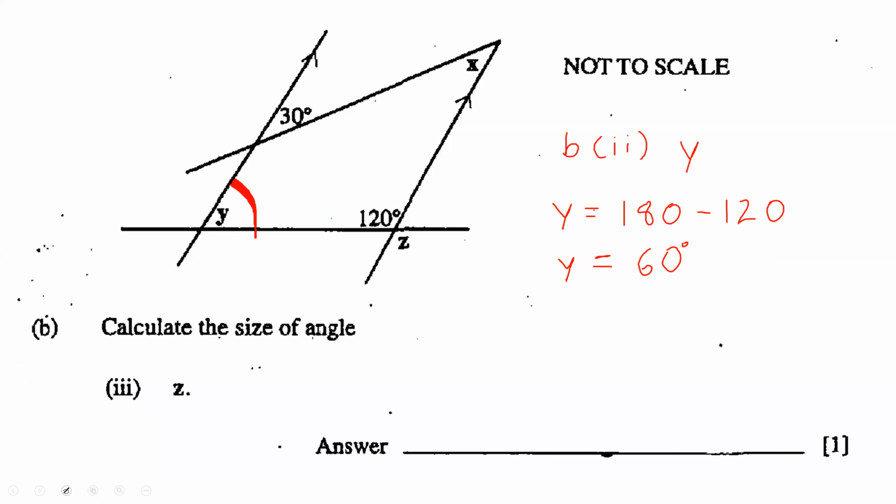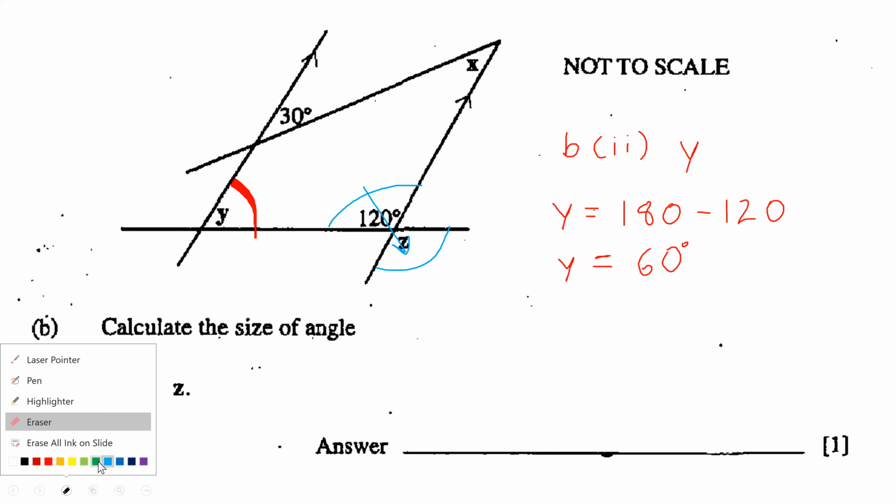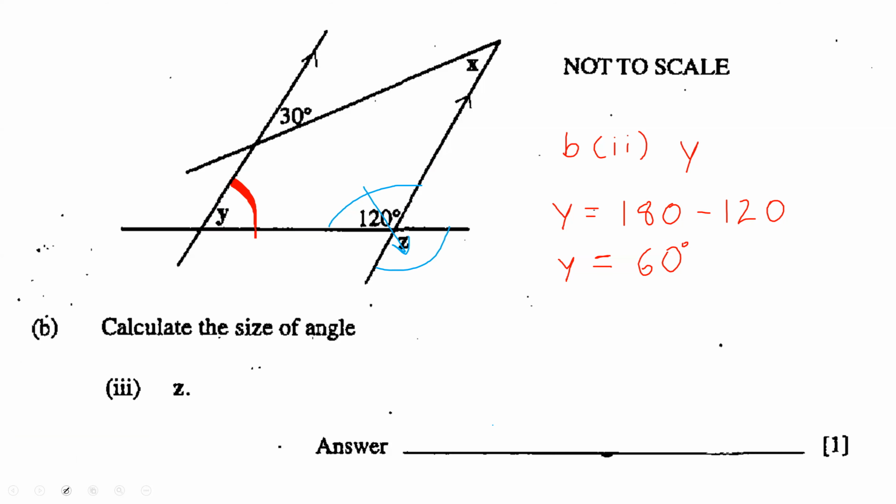All right, so let's look at it. Trying to figure out the size of angle Z, we see this angle there, and we also see this one here. This means that they are vertically opposite to each other, and vertically opposite angles are equal. So Z is equal to 120 degrees. Why? Because Z and 120 are vertically opposite.